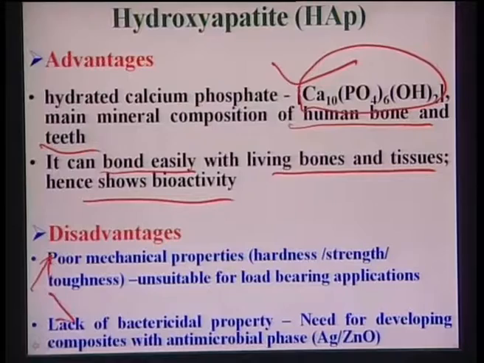The second one is more critical because when you put the material as an implant in the in vivo condition, another factor that needs to be considered is prosthetic infection. Prosthetic infection means, if you put this implant at specific sites, a lot of bacteria will be attracted, and if they stay happily on the implant surface, that causes prosthetic infection.